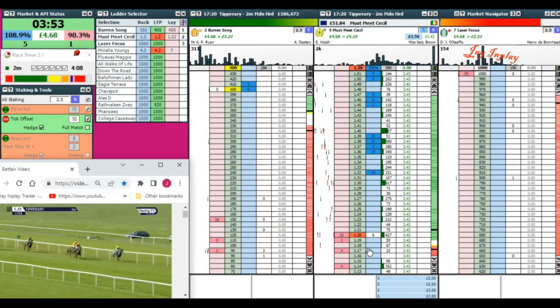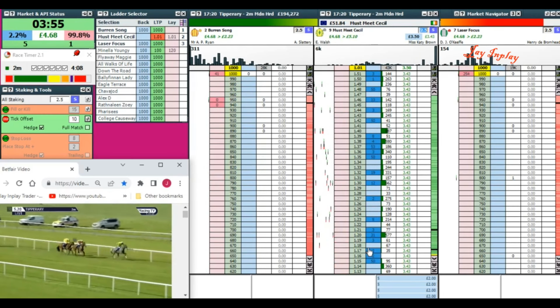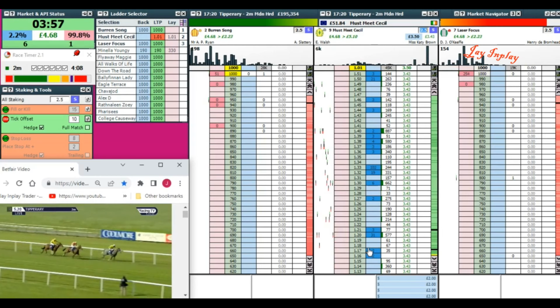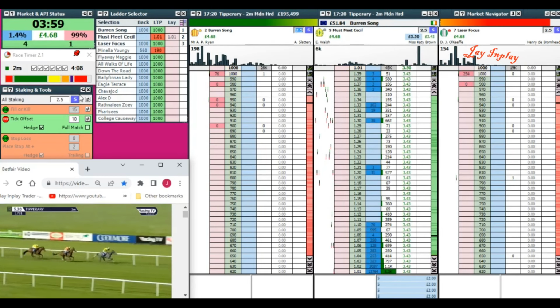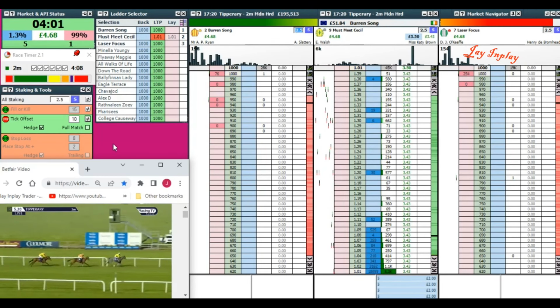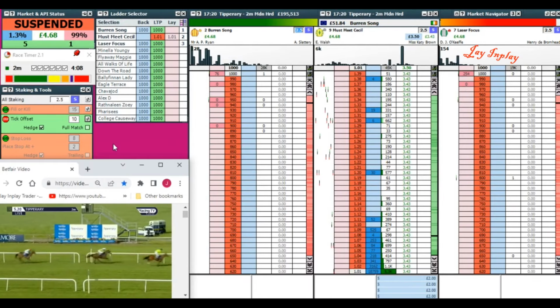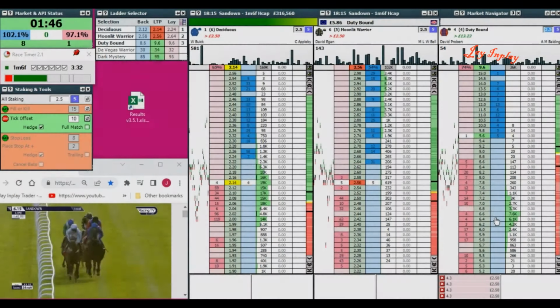But yeah, that was dangerous. I should have been out earlier. I shouldn't have gone for that last trade. It was a bit greedy of me. And you can see the Racetimer just flicked into the red. But with Irish racing, you want to be out earlier. Market suspended. Because of the poor liquidity.